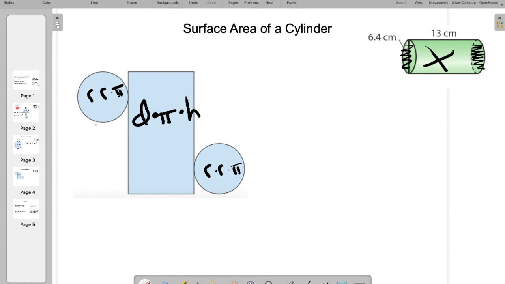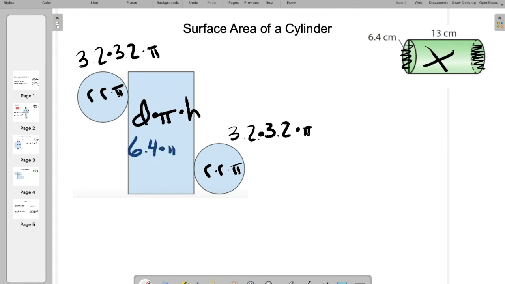Now, the circles are going to be 3 2/10 times 3 2/10 times pi. For the first circle, 3 2/10 times 3 2/10 times pi. For the second circle, half of 6 4/10 is 3 2/10. The middle one's a little bit trickier, though, because the diameter is 6 4/10. The height is 13. So we get 6 4/10 times pi times 13.